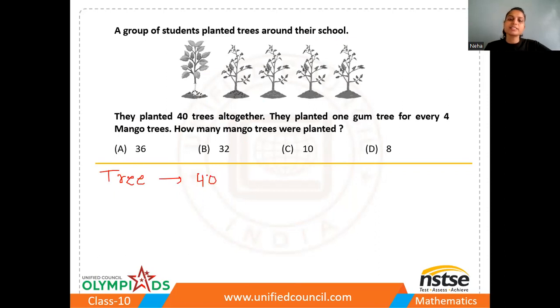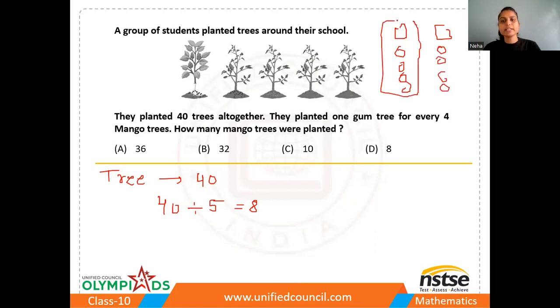The question says one gum tree for every 4 mango trees, right? That means what we can do is 40 divided by 5, which is 8. Clear? That means we are making groups of 5 trees, one gum tree and 4 mango trees. So how many trees are there in one group? 5. That's why I'm dividing 40 by 5. It is equal to 8, right?